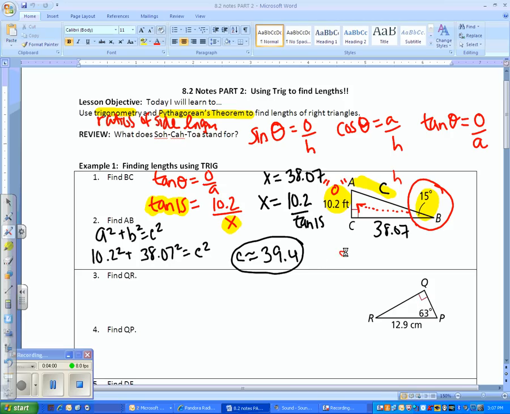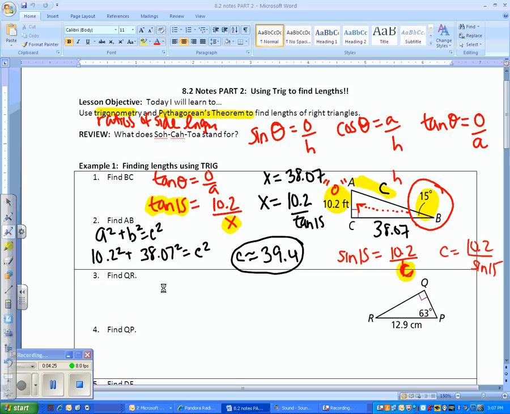So you could have set it up as sine 15 equals 10.2, the opposite, over the hypotenuse, which we'll call c, and then solve. Again, just like what we did before, since the variable is on the bottom, all you do is flip-flop, and you get that c would be 10.2 divided by sine 15. And you should get the same answer, 39.4.